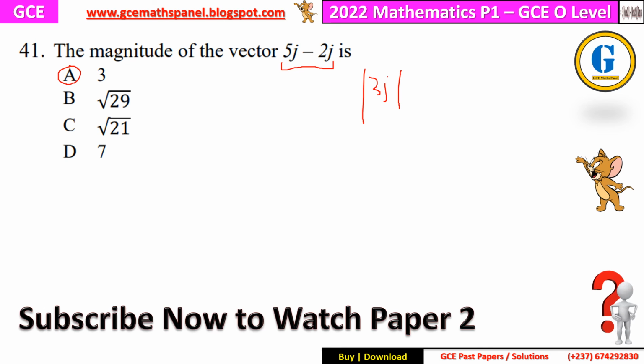Now, sometimes we may think that maybe it's a typing error. If it's a typing error, then we'll have 5i minus 2j, and we can get the modulus, and that will give us root 29, which is 5 squared plus minus 2 squared. Minus 2 squared is 4, plus 25, that gives us 29. And we take the square root of that, root 29. So if this is actually i and not what we have here, then it should be root 29. But what you have in the question paper is 5j minus 2j, which is 3j. The absolute value of 3j, or the modulus of 3j, is 3.